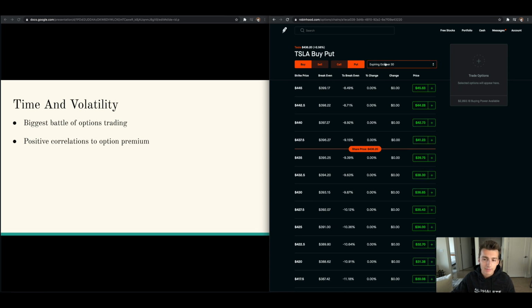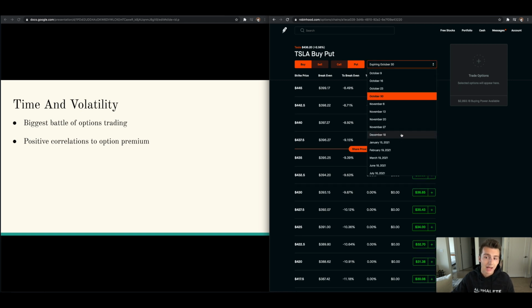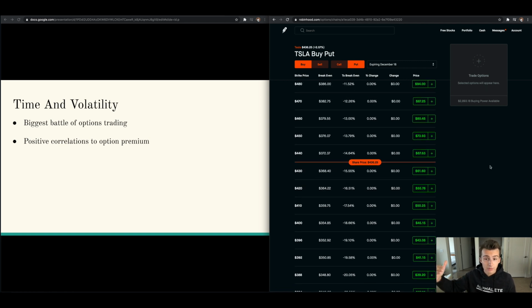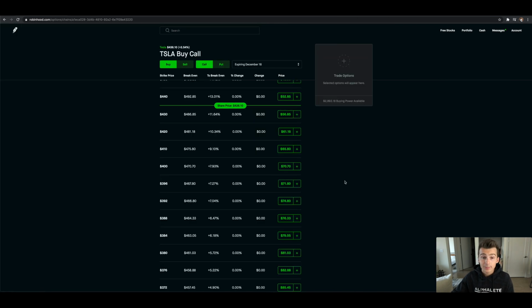So that's what I'm saying, is that the more time you put out in front, the higher the price is going to be, because again, there is more time for the stock to move in either direction, so there's potentially a higher chance that you could be in the money. So that's pretty much it for the intro.